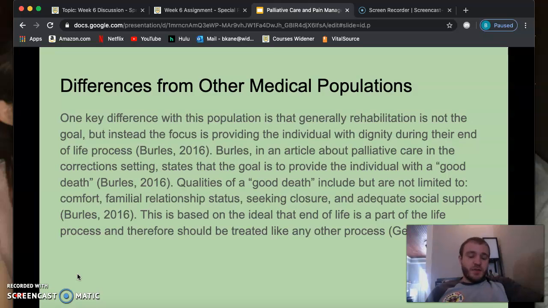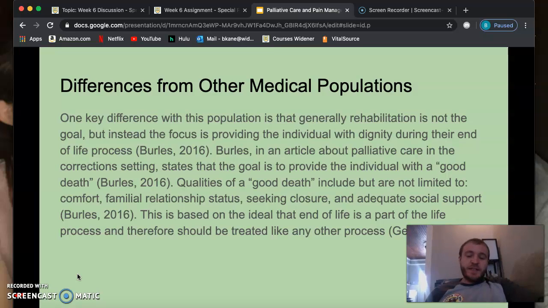Qualities of a good death include, but are not limited to, comfort, familial relationship status, seeking closure, and adequate social support. These were some of the ones that were suggested in the discussion post from week 5. There's a bunch of other ones that, again, since everyone is going to have a different good death, there are going to be a lot of different qualities that make up a good death, and some matter to some and won't matter at all to others.